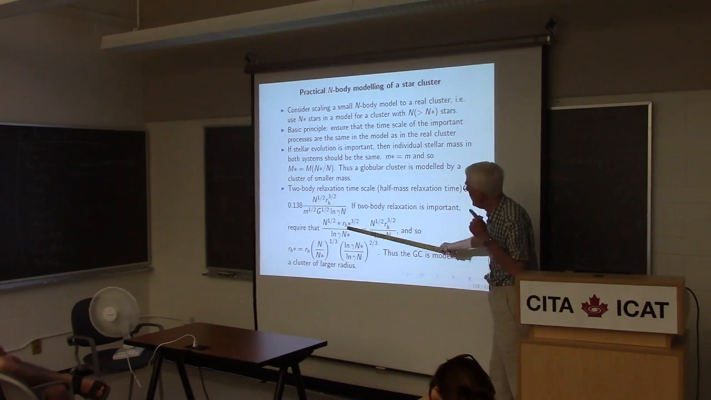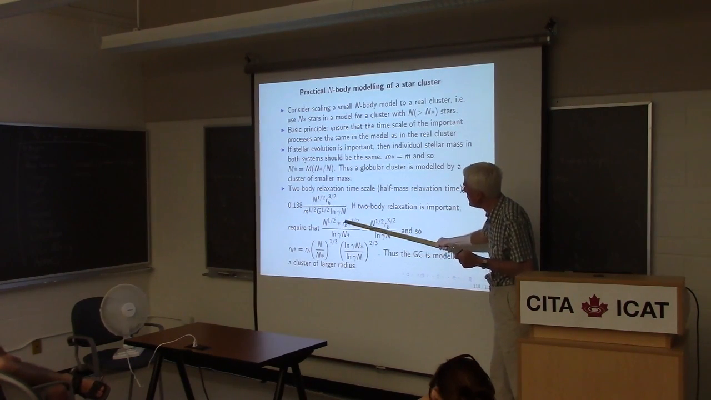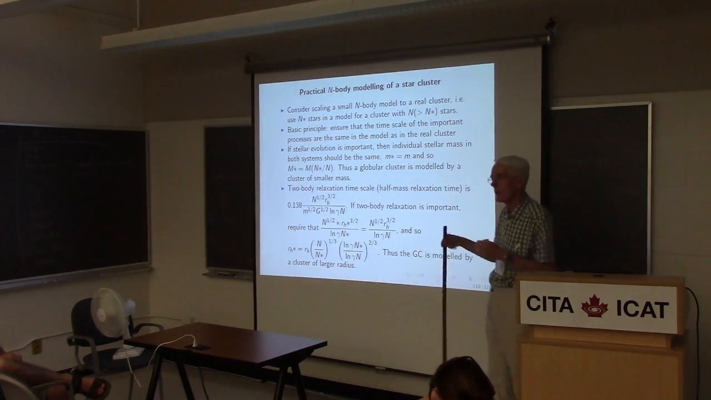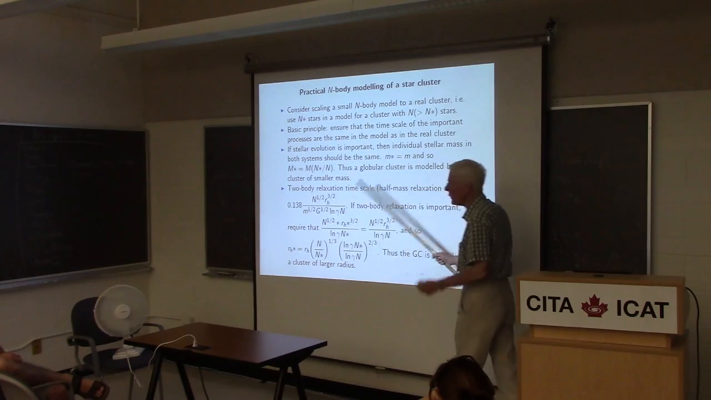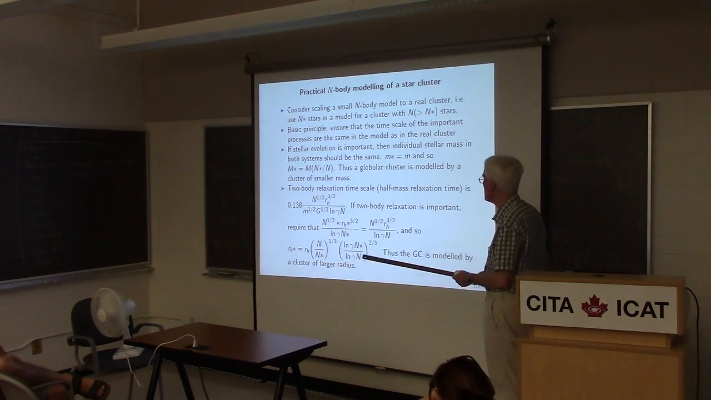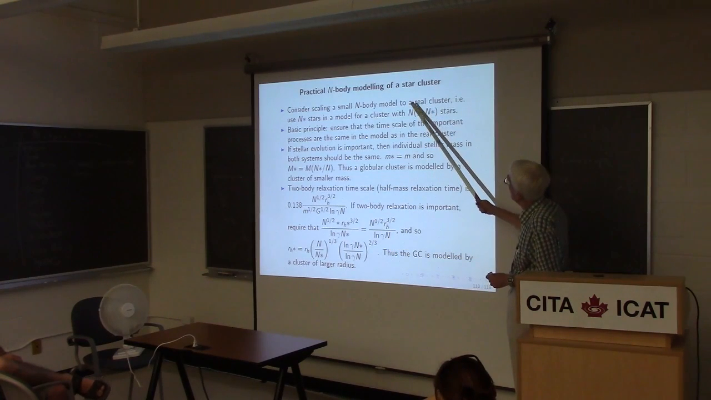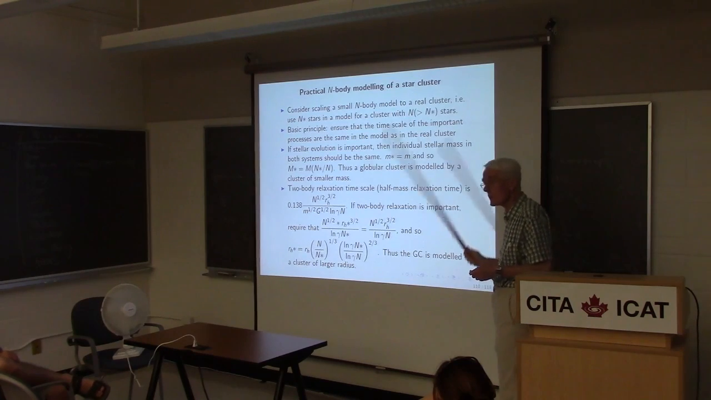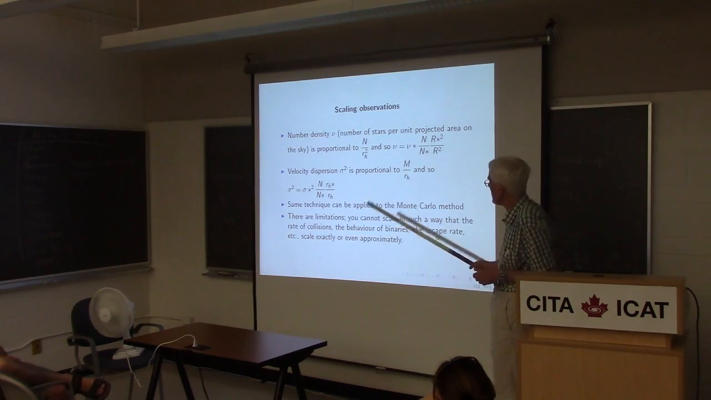And that means that you have to model your big star cluster with a model whose space radius, RH, is actually larger to compensate for the smaller particle number. Because a given half-mass relaxation time can be achieved with a smaller particle number only if you have a more extended cluster. So that's the way that one has to do it. You have to model a rich star cluster with a model which has got a smaller number of stars but with a larger radius. And that means you can get the two-body relaxation and the stellar evolution right simultaneously.